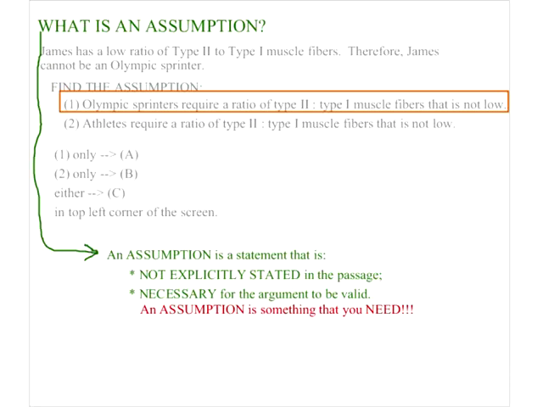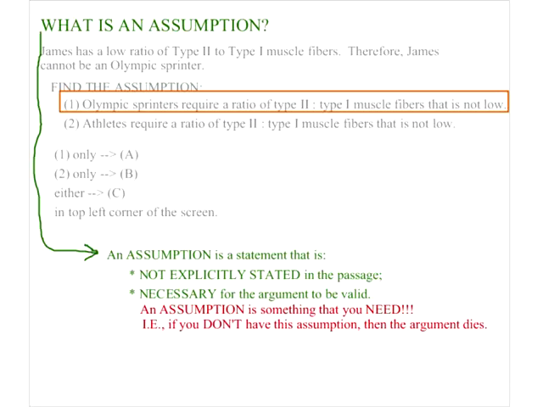In other words, if you don't have this assumption, then the argument dies. A lot of people don't realize that it's this strong of a condition. An assumption is something that is absolutely necessary. So let's go back to this passage and revisit, now that we know what an assumption means, which of these statements must be true? Which of these statements do we need?